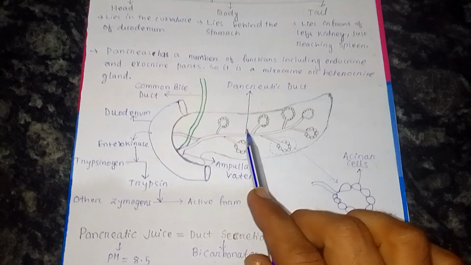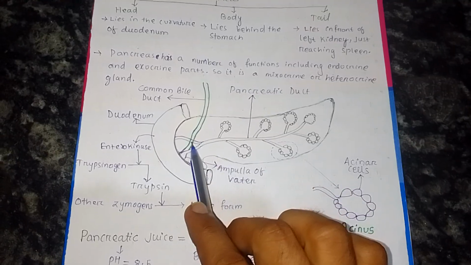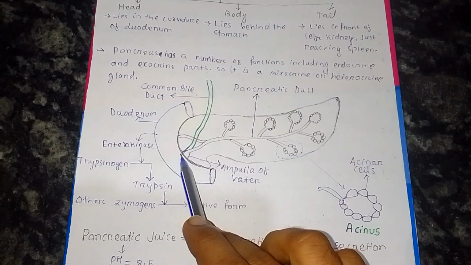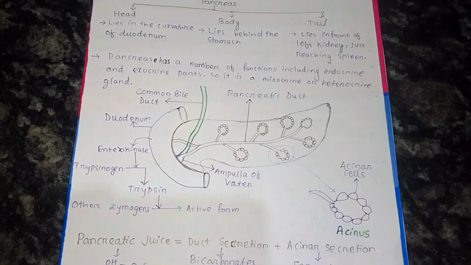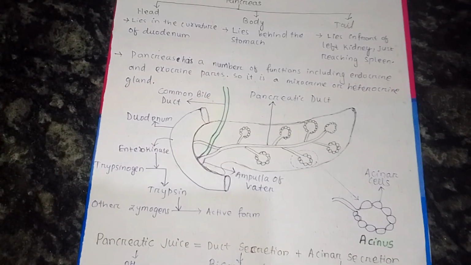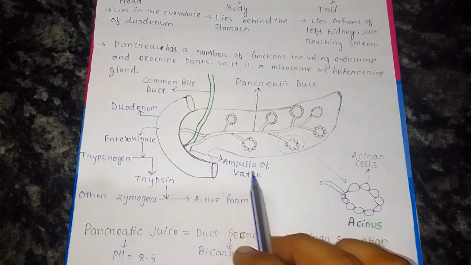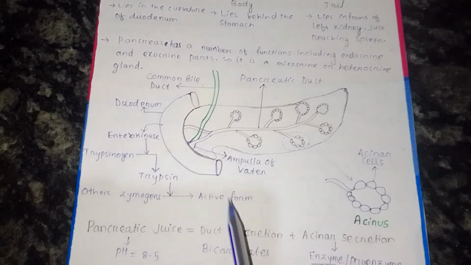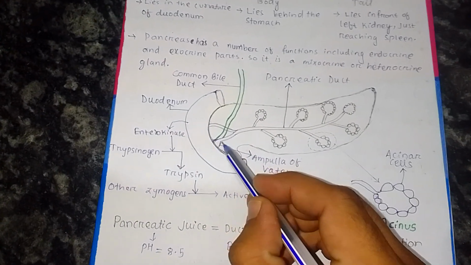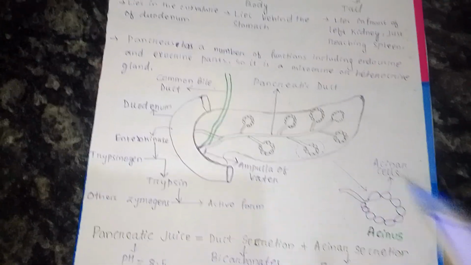This pancreatic duct moves forward and it joins with the common bile duct to form the hepatopancreatic duct, which opens in the duodenum, and in the place of opening of the hepatopancreatic duct into the duodenum, there is an ampulla, and this ampulla is known as the ampulla of Vater. Ampulla means something which is enlarged at the base like this. This ampulla has a specific name known as the ampulla of Vater.